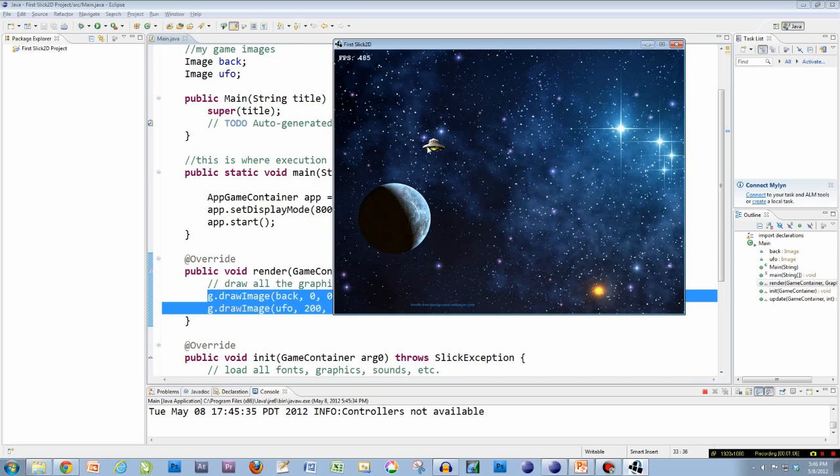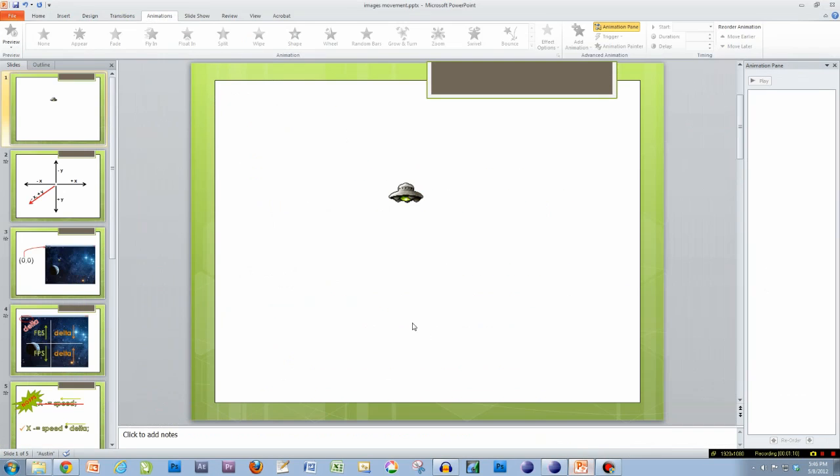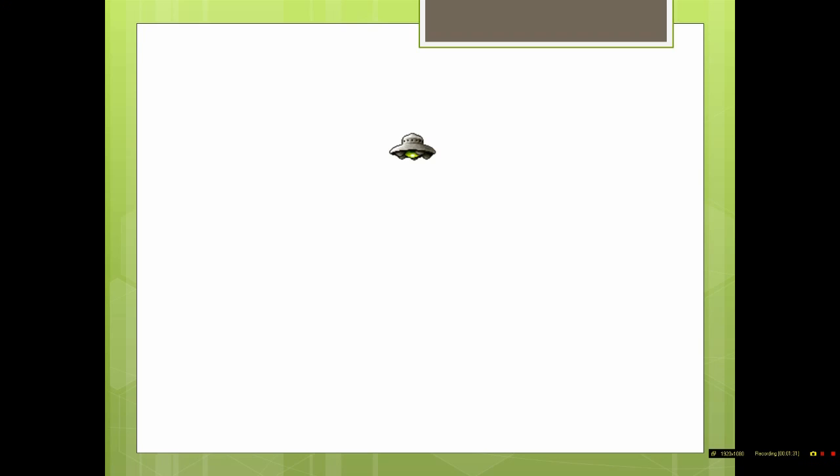But in order to get this UFO to move, we've got to understand some things. What we want to do is get this UFO to move left, right, up, down, stuff like that. But what we have to know is which direction is left, which direction is right, which direction is down, and which direction is up. Those are very important things to understand.